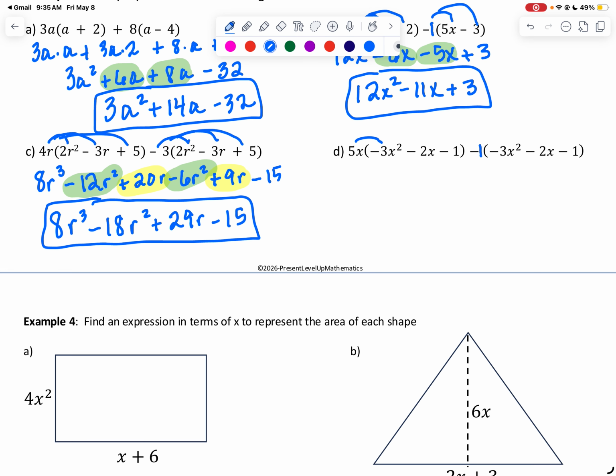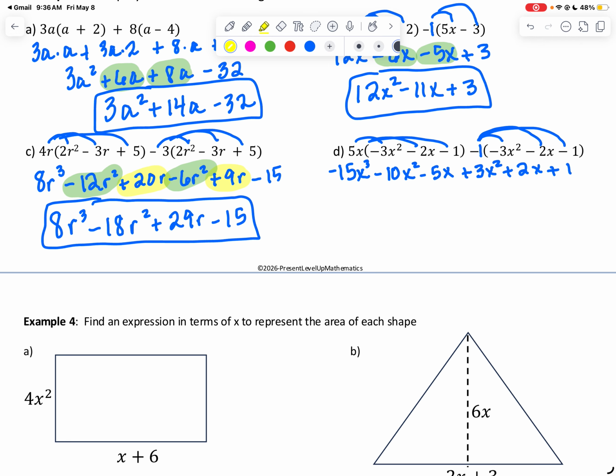5x times negative 3x squared would be negative 15x to the 3 power. 5x times negative 2x would be negative 10x to the 2 power. And 5x times negative 1 would be negative 5x. Now we'll multiply everything in the second parenthesis by negative 1. So negative 1 times negative 3x squared would be positive 3x squared. Negative 1 times negative 2x would be positive 2x. And negative 1 times negative 1 would be positive 1.